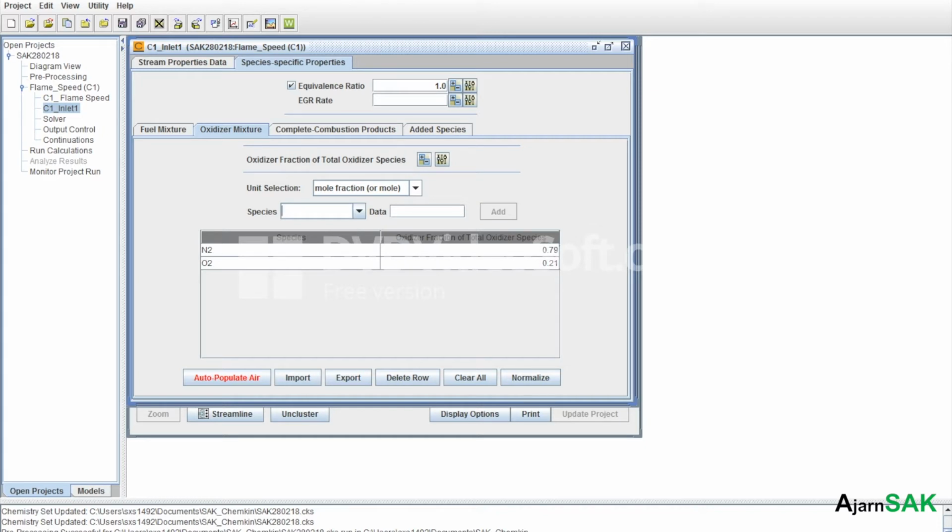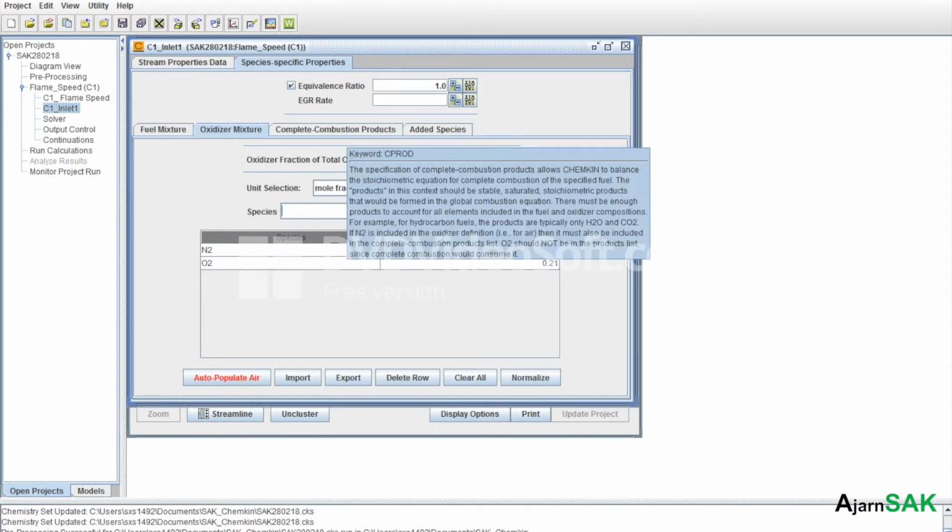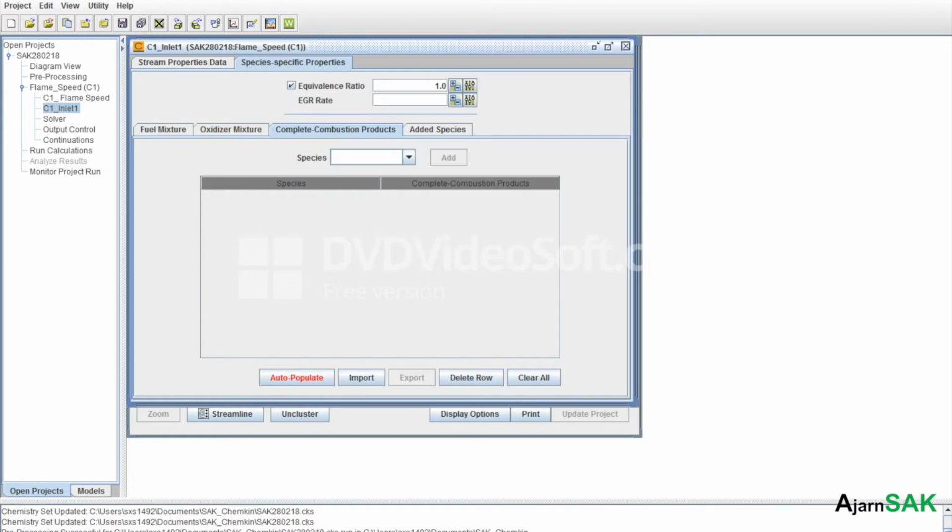This is all our fuel and oxidizer. What would be a complete combustion product? Water and nitrogen, right? Yes, that we know. So you should react, you should add water and nitrogen. That's it. That's all.